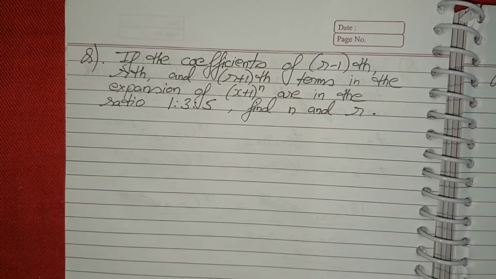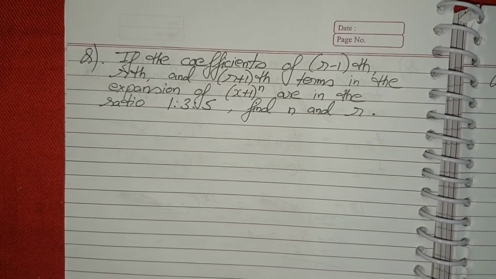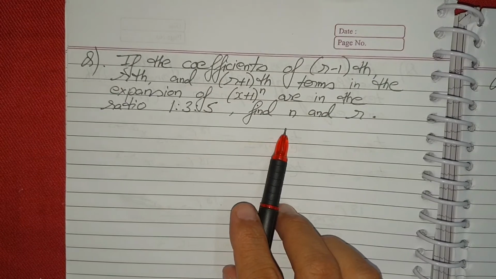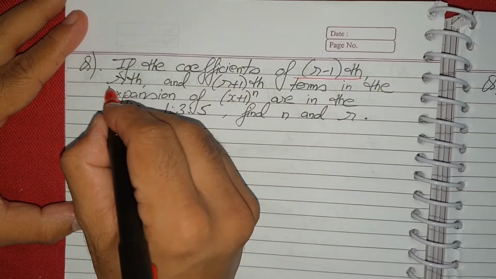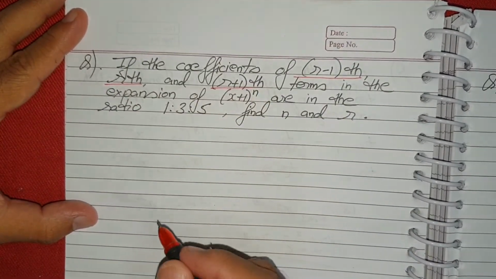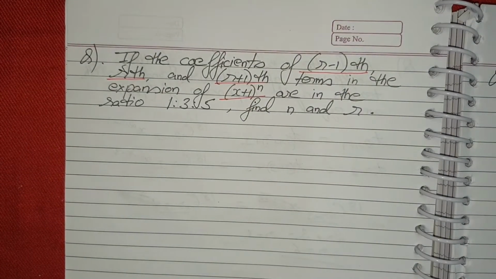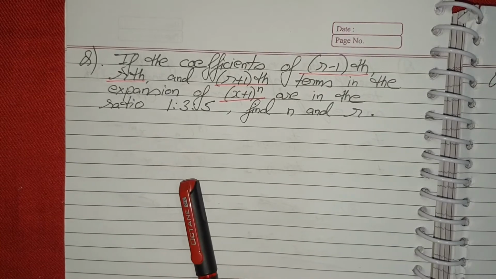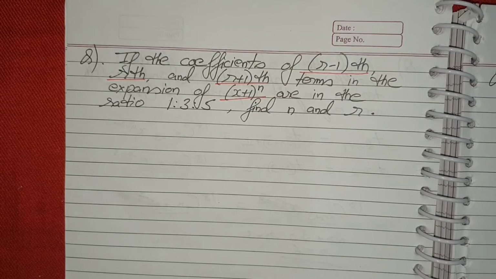Now, next example: if the coefficients of the (r-1)th, rth and (r+1)th terms in the expansion of (1+x)^n are in the ratio 1:3:5, find n and r. So see, the (r-1)th term, rth term, (r+1)th term, and the expansion is (x+1)^n, which is the same thing as (1+x)^n. Now they are in the ratio 1:3:5. Now find n and r.